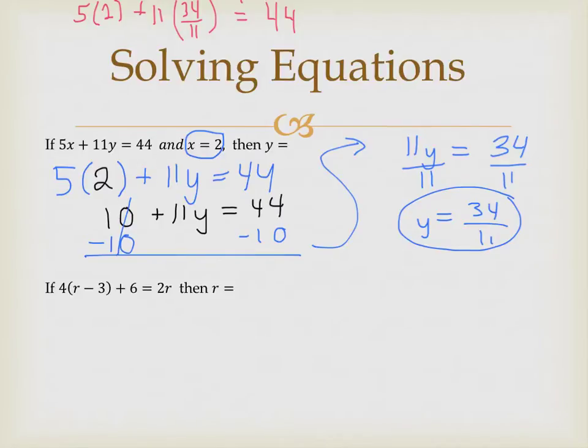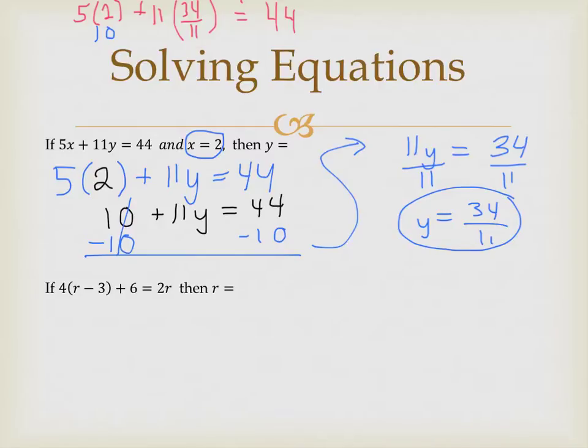So, on the left-hand side we have 5 times 2, plus 11 times 34 elevenths. Does that make 44? So now clean up the entire left-hand side, and hopefully you get the right-hand side. Now we're checking. We want to make sure that our answer is correct. 5 times 2 is 10. And then this region right here, Mr. Alberts went over how to deal with fractions.